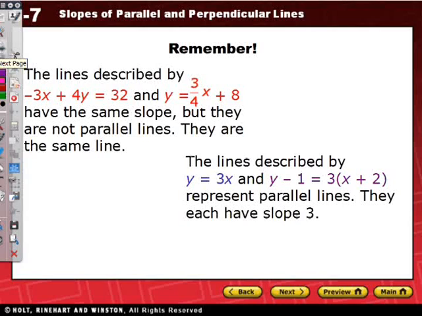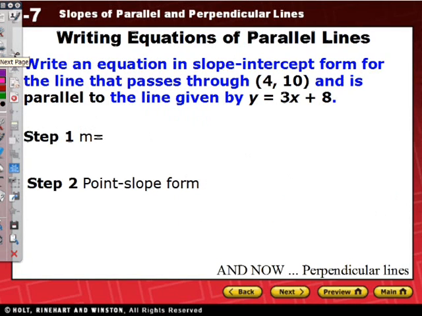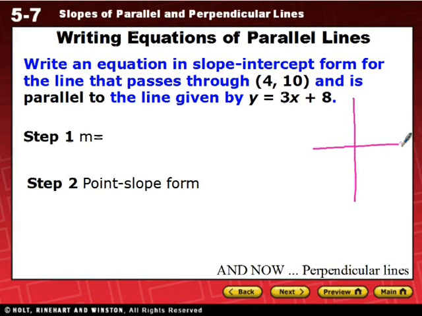Okay, this doesn't really belong here, so let's skip that. We're going to do this problem here. Write an equation in slope-intercept form for the line that passes through the point (4, 10) and is parallel to the line given by y equals 3x plus 8. Now I'm not going to solve this by graphing, but I'm just going to sketch for you for a moment what it would look like, just so you have a good idea of it.